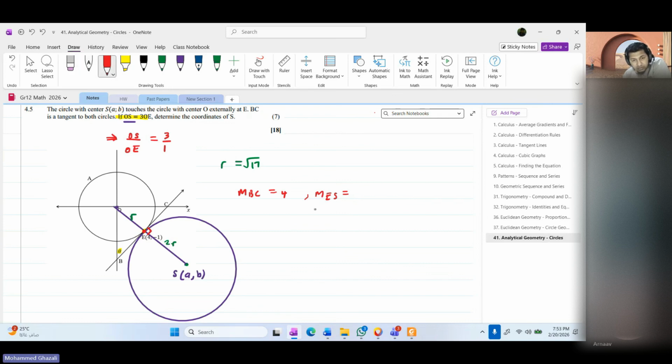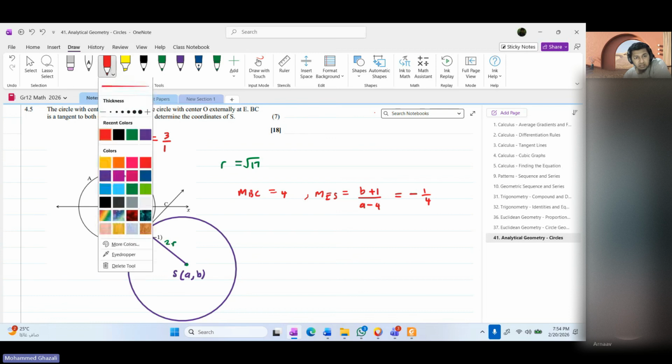that is -quarter, it is b minus minus 1, b plus 1, divided by a minus 4. You understand how we got b plus 1? Because we're trying to find the gradient of ES. ES gradient is b minus minus 1, y2 minus y1, over a minus 4. Right, and that is equal to negative quarter. Yes, because it's on the same line.